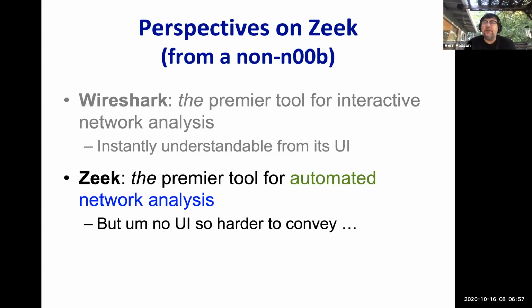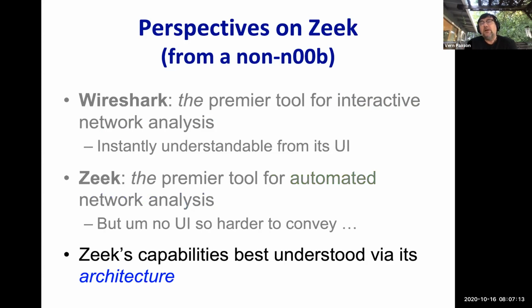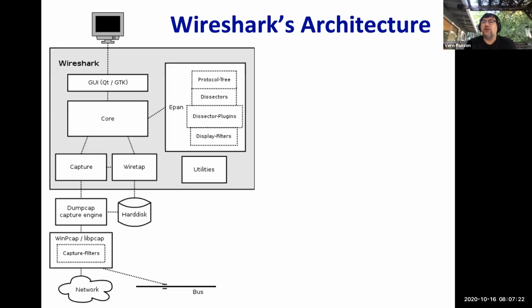However, it's got no UI at all, really. And that makes it hard for me to convey it. Like if I were doing a talk about Wireshark, I'd be just showing stuff out of the UI and it would convey it. But Zeek doesn't have that. So I'm going to instead try to give you the sense of what it does by talking about its architecture. To do that, let's first talk about Wireshark's architecture, and they have some similarities, and also get you sort of aligned with where I'm going for the Zeek part of this.